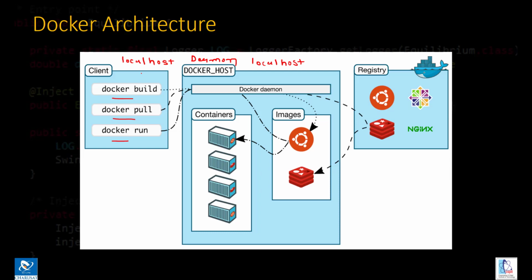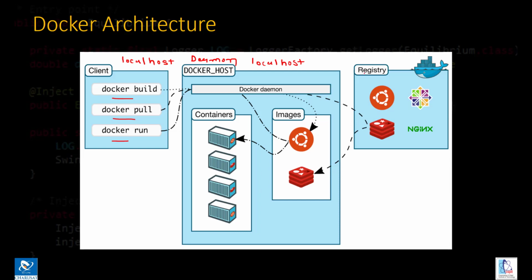Whenever the client tries to run the software, that software runs as a container. A single image can have multiple containers running on the Docker host, depending on the requirement. A container is nothing but running software, whereas an image is the bundled package of the software.